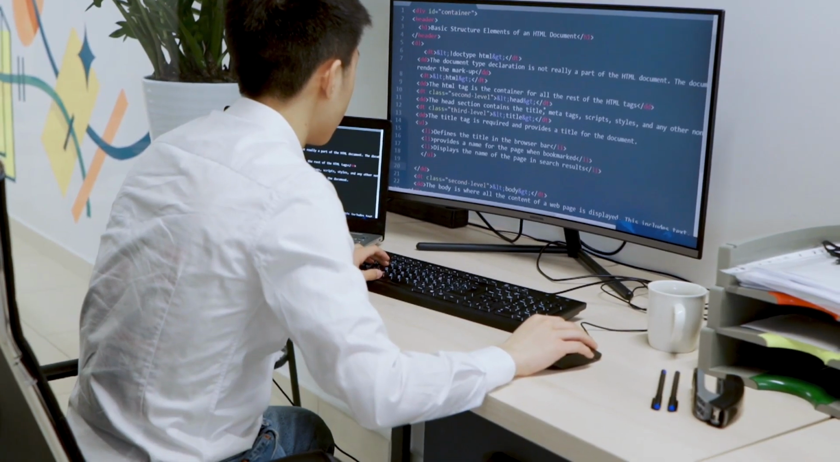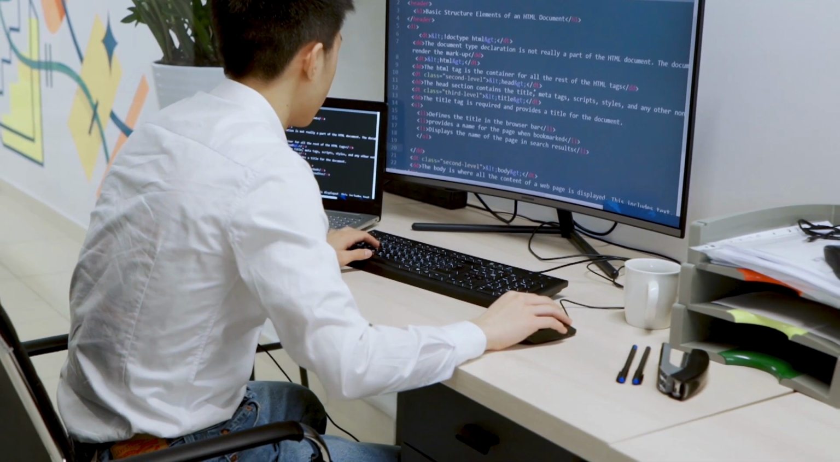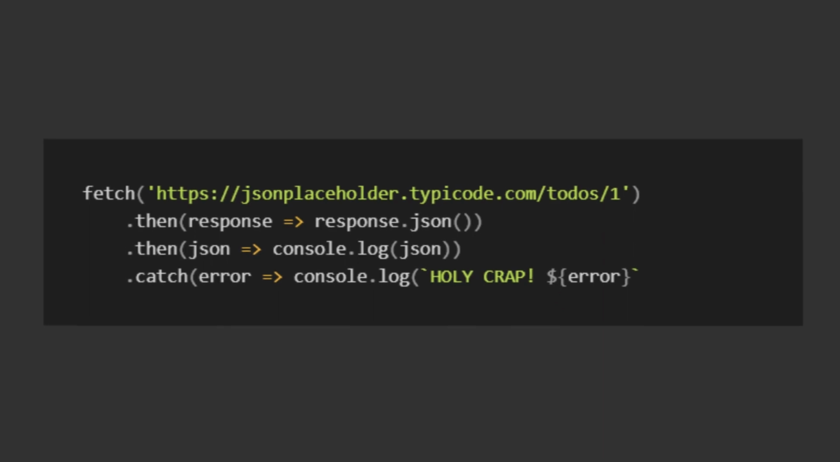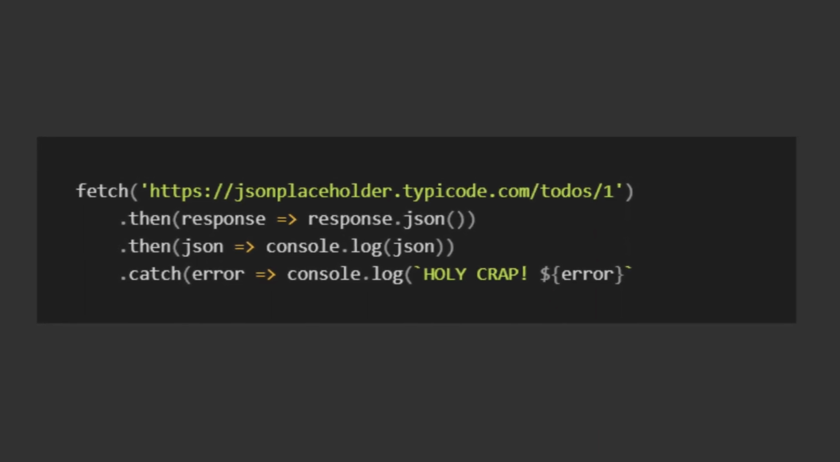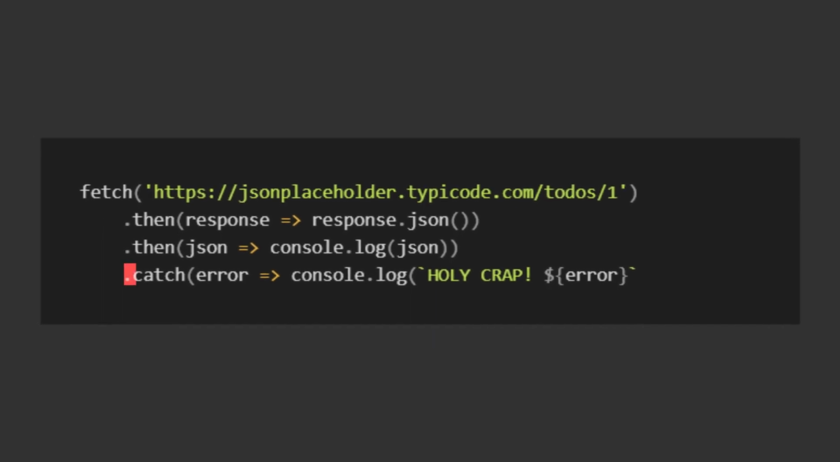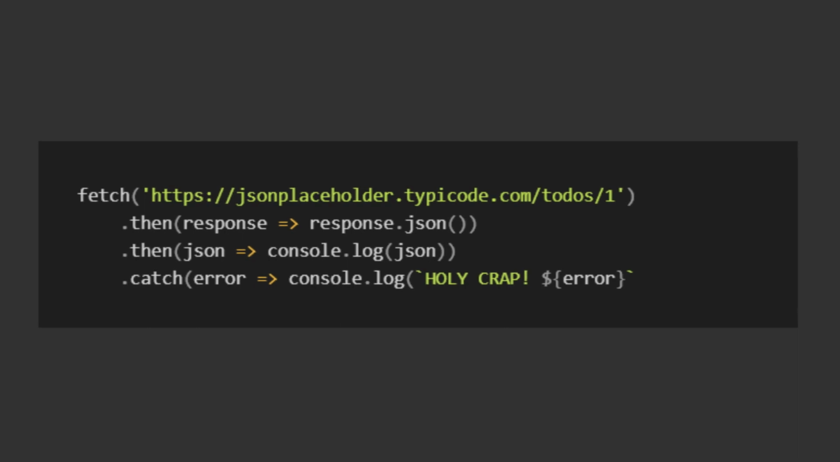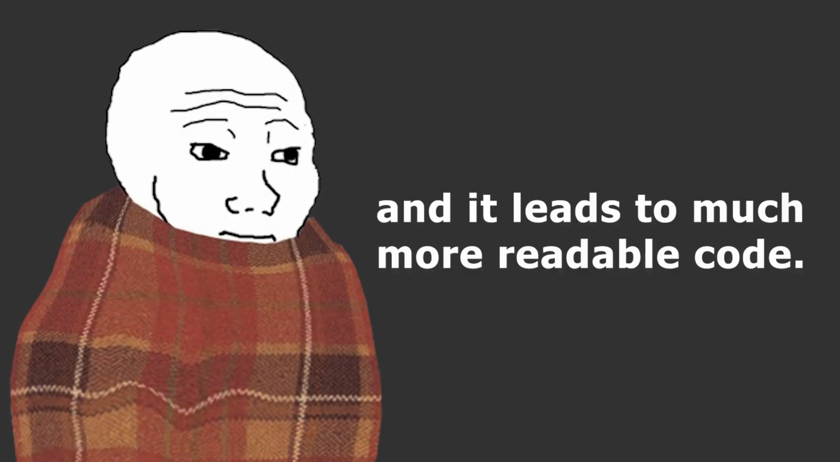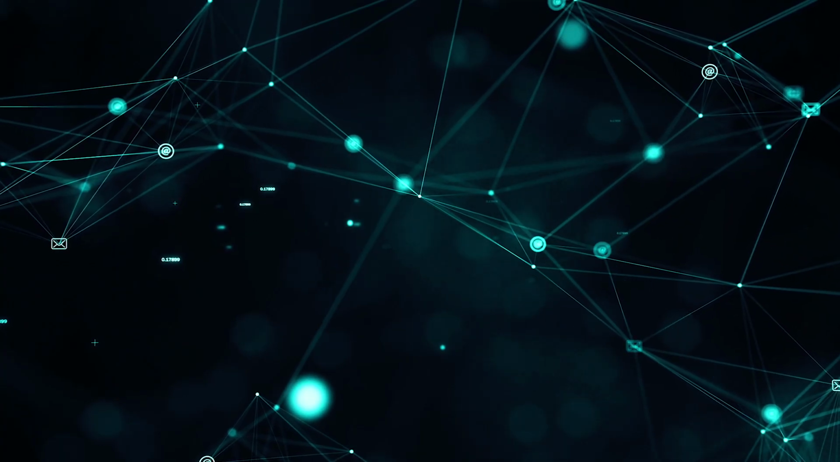Well, promises are easy to work with once you understand the basic concepts. Let's take a look at this API call example. Promises have a then method, which is called when the promise is fulfilled, and a catch method, which is called when the promise is rejected or when something goes wrong. This makes it easy to chain multiple async operations together, and it leads to much more readable code. It's like a game of connect the dots. It starts to make sense once you see the bigger picture.